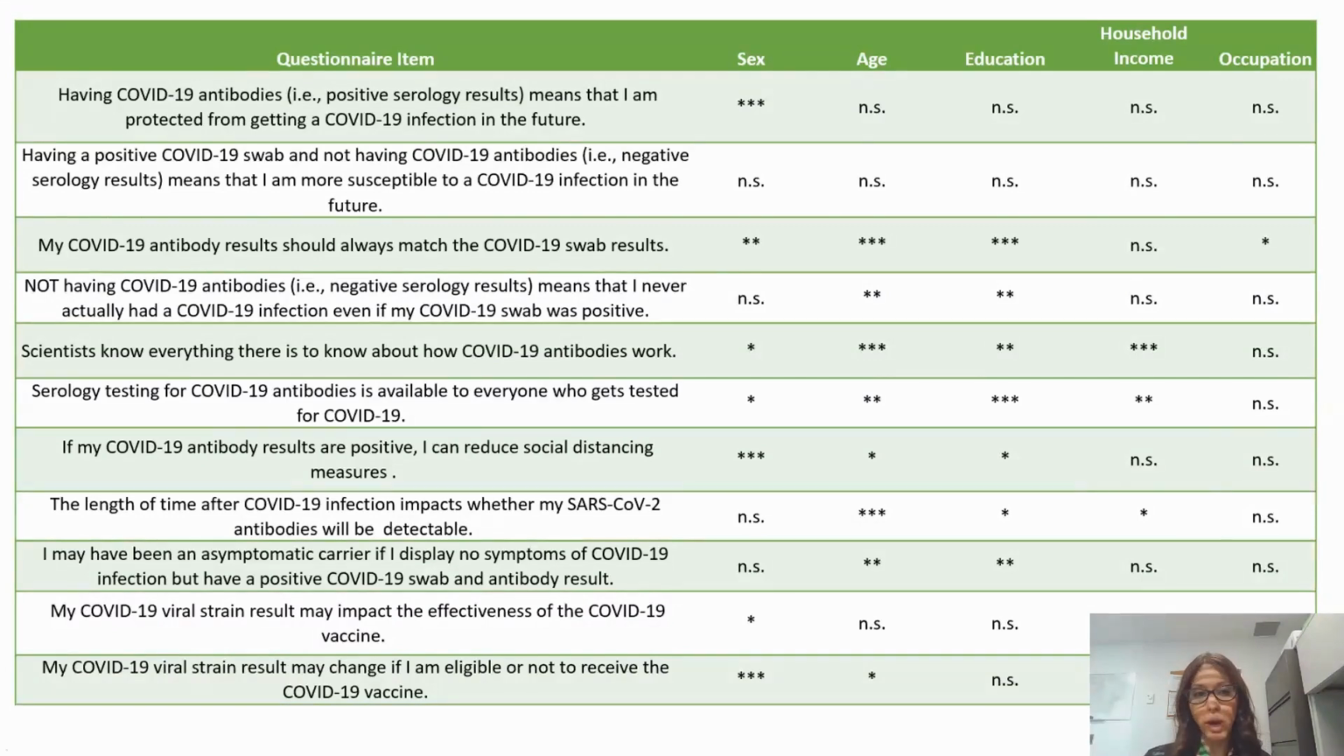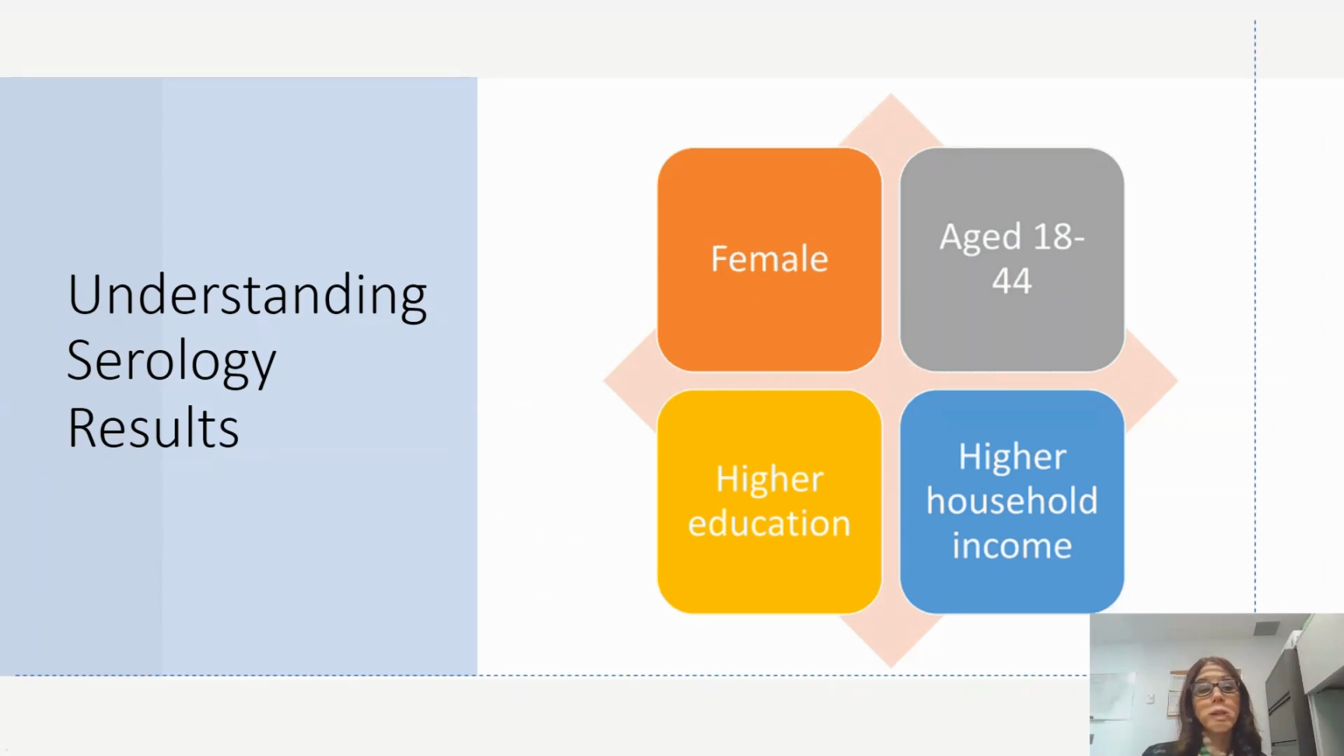So I won't go through all of the questions listed here on the slide, but instead I'll show you a summary of our findings. Overall, we found that participants who were female, aged 18 to 44, with higher education and higher household incomes answered questions more correctly. We were able to explain reasons for all of these variables except for the sex differences. We found it very odd that females answered more correctly on 6 out of 11 questions, although we did find that sex was independently associated with these differences.